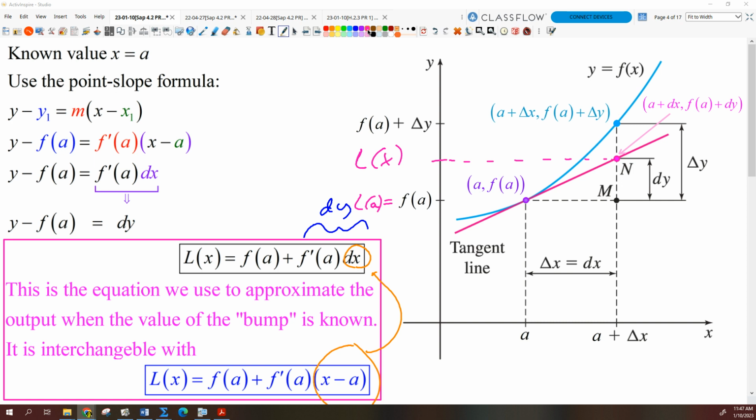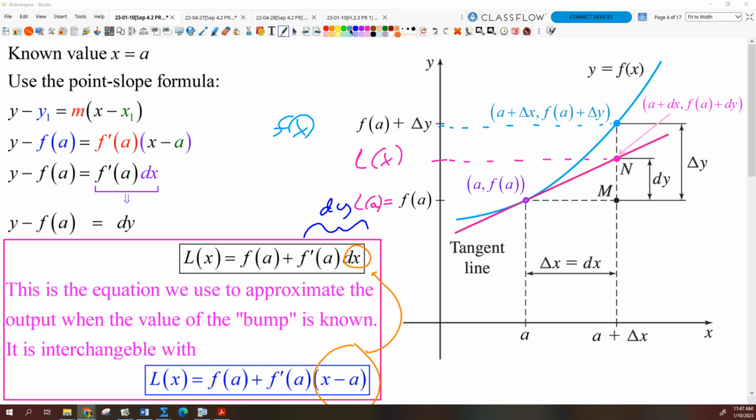We want to estimate the actual value of the function at x, which is right here, right? This one, that's f of x, right? We don't want to go through the hassle of calculating f of x. We're going to approximate f of x with this tangent line. So if we start at x equals a and we bump the function out to a new x value, a plus dx, right?